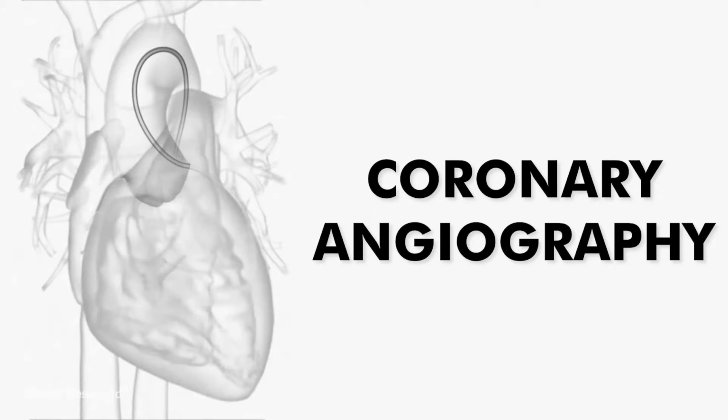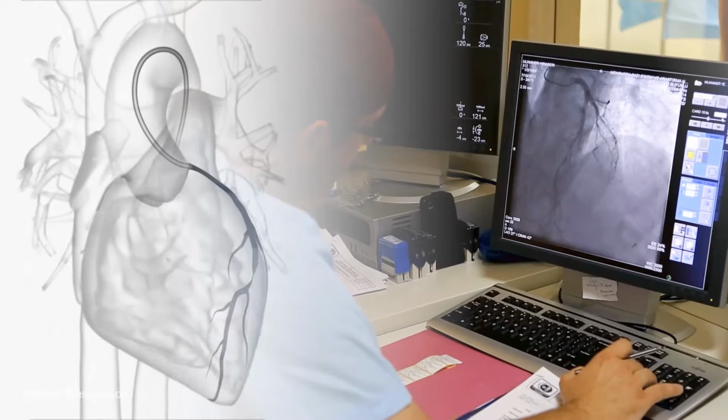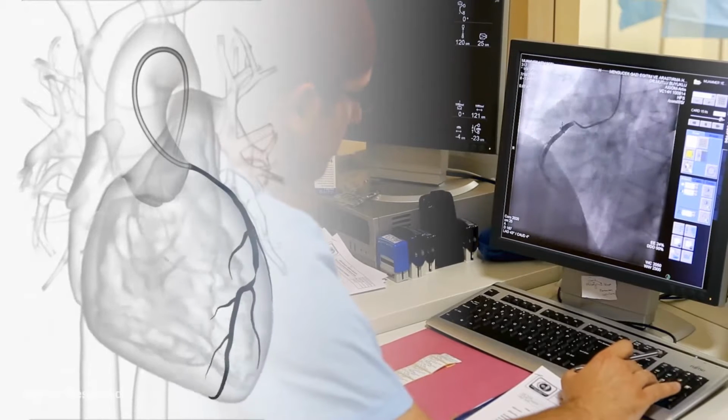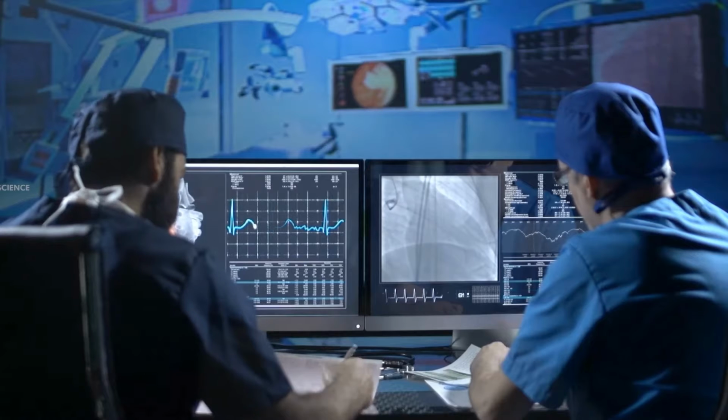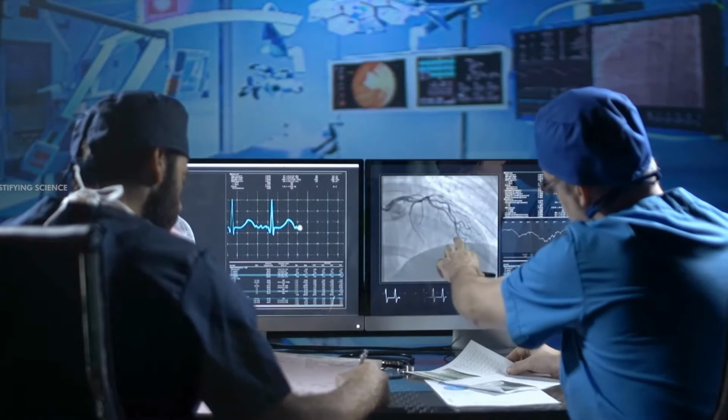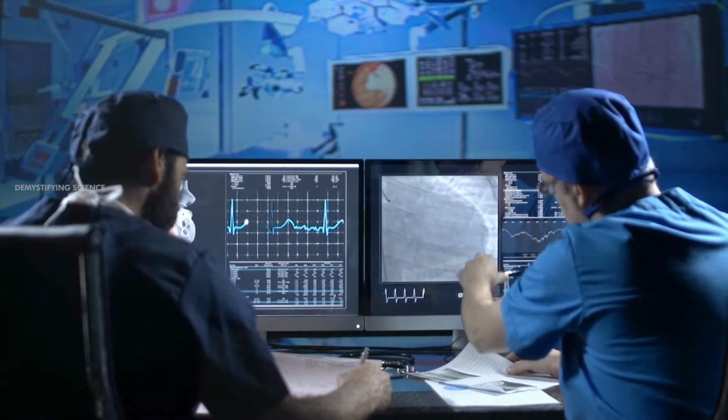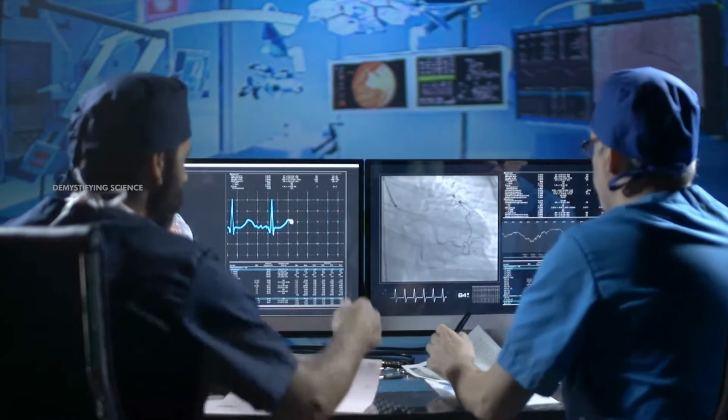Coronary angiography is a procedure that uses a special dye and X-rays to see the flow of blood in the arteries of your heart. This shows the extent and severity of any heart disease and can help you to figure out how well your heart is working.